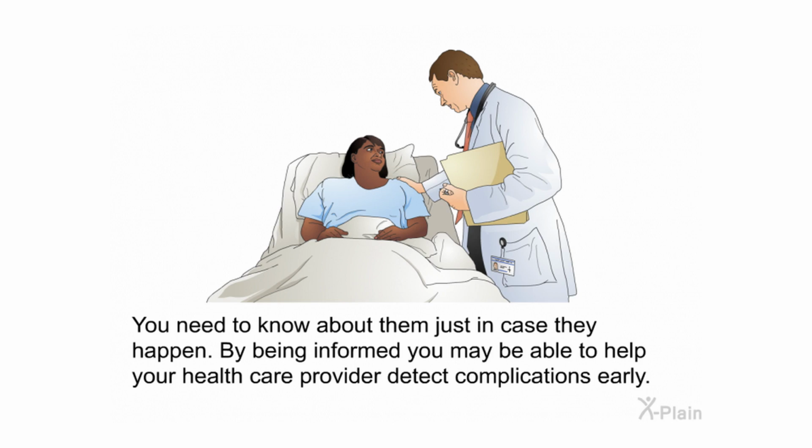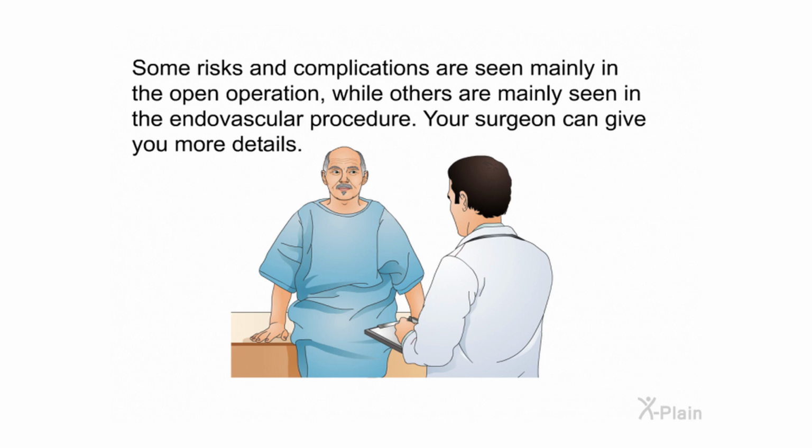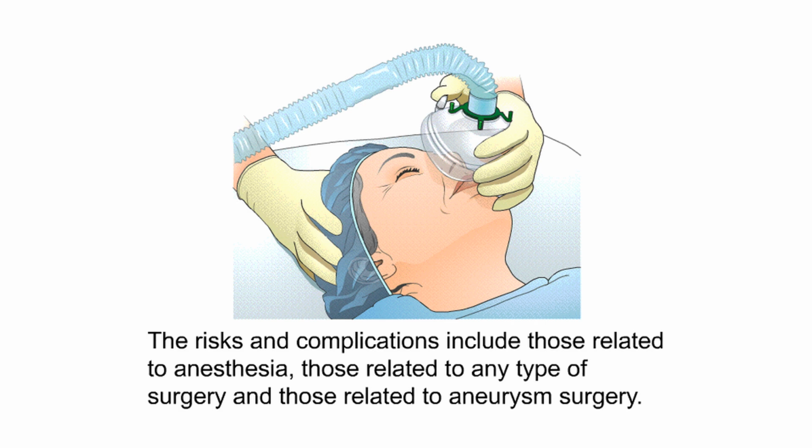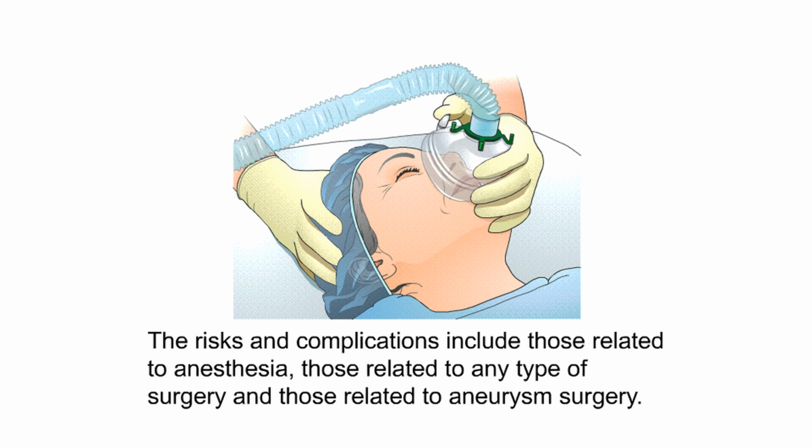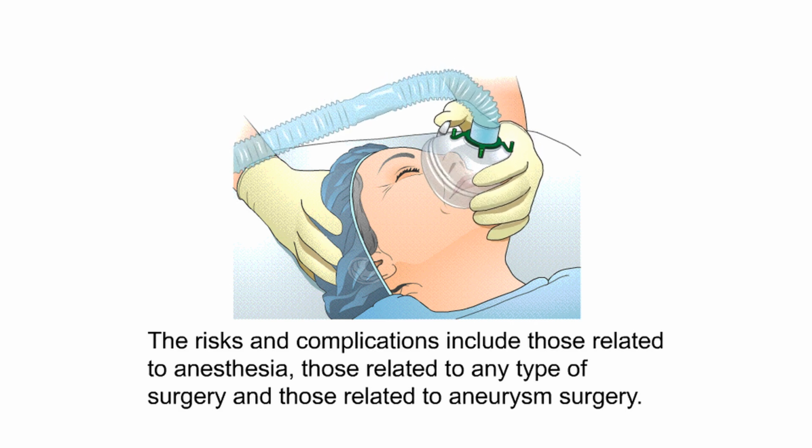You need to know about them just in case they happen. By being informed, you may be able to help your healthcare provider detect complications early. Some risks and complications are seen mainly in the open operation, while others are mainly seen in the endovascular procedure. Your surgeon can give you more details. The risks and complications include those related to anesthesia, those related to any type of surgery, and those related to aneurysm surgery.